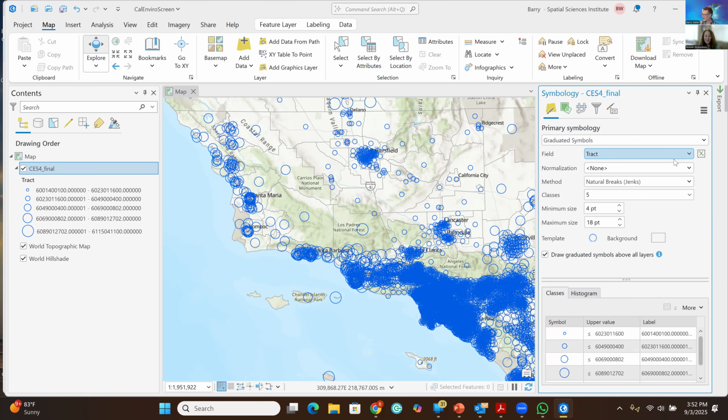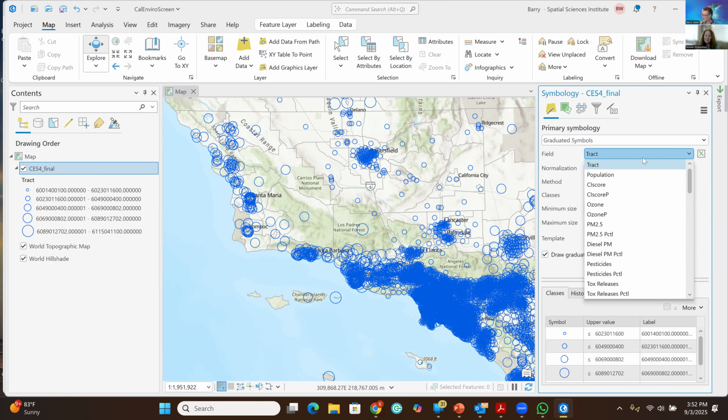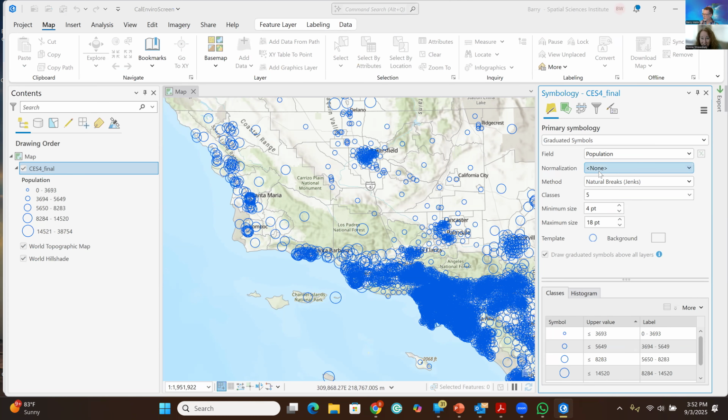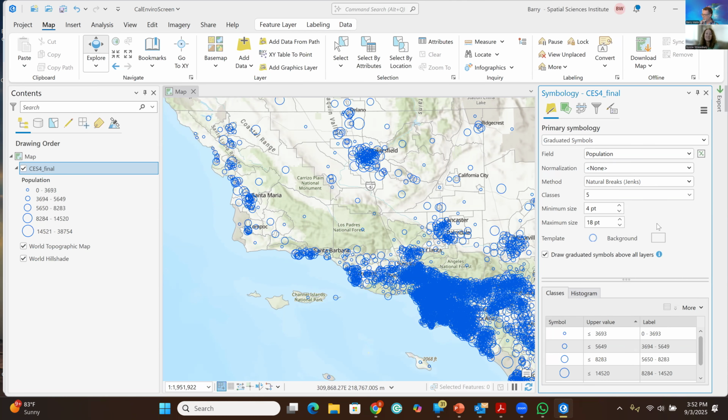Going back here, and again, I don't know why I switched to tract. If I go to, let's use population. It's at the top of the list, I'm guessing. So now if we look at population, it would also make more sense if I was symbolizing this by a larger geography, if I wanted to put those together.